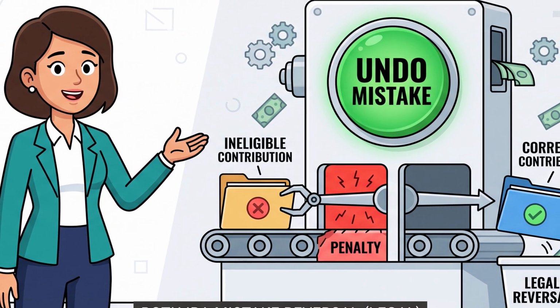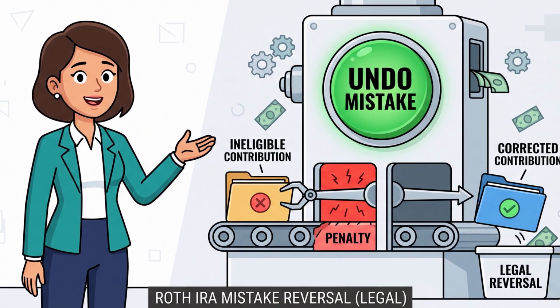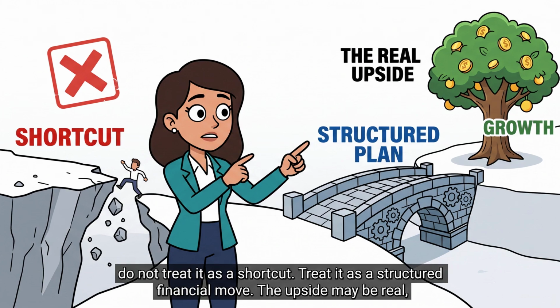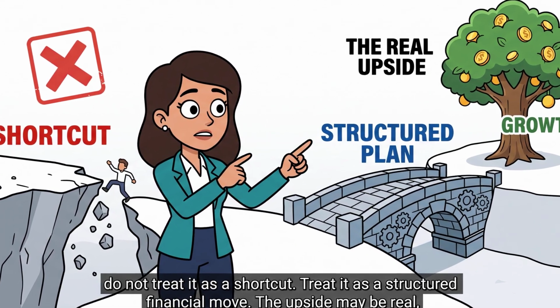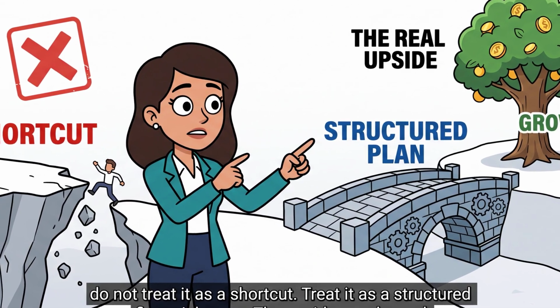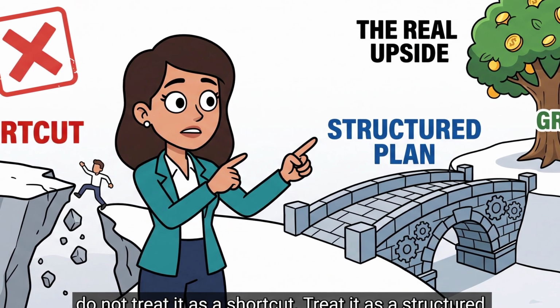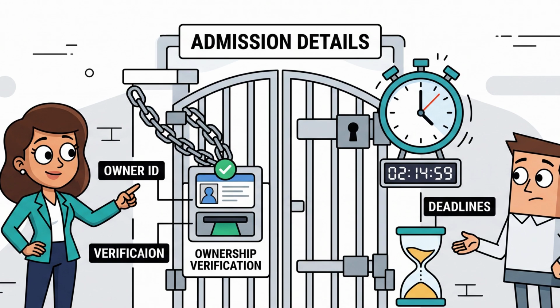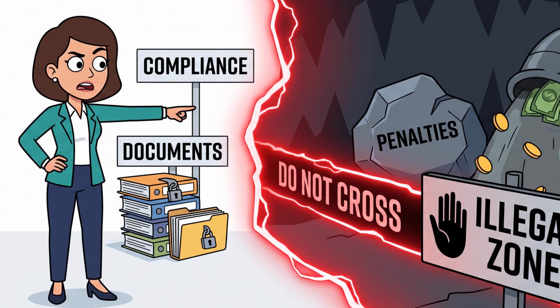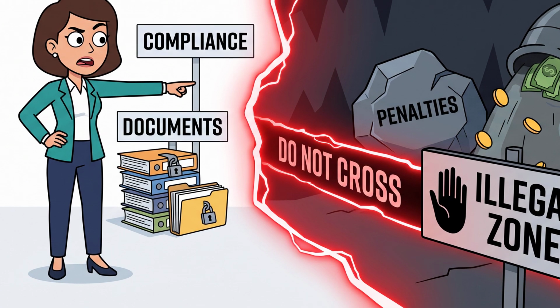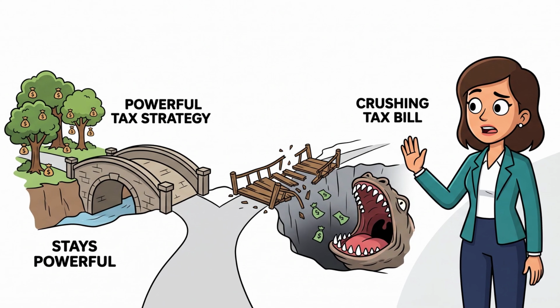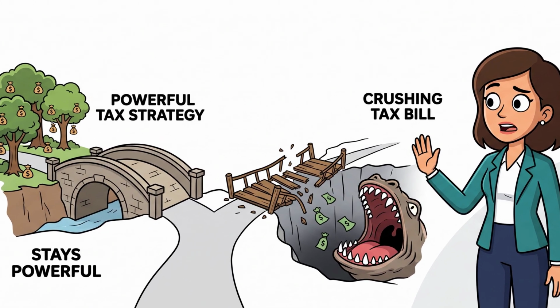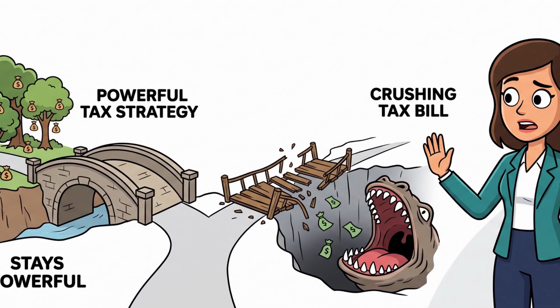So when you hear about the undo button, how to reverse a Roth IRA mistake legally, do not treat it as a shortcut. Treat it as a structured financial move. The upside may be real, but the details are the price of admission. Know who owns the money, know which clock is running, know where the dollars flow, know what documents prove the transaction, and know which line you cannot cross. That is how a powerful tax strategy stays powerful, instead of turning into the exact bill it was supposed to avoid.